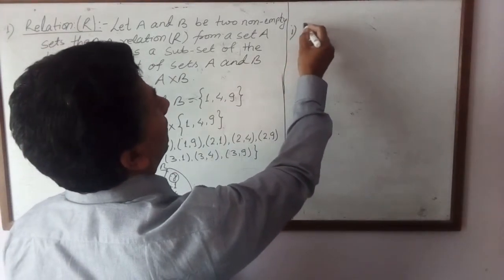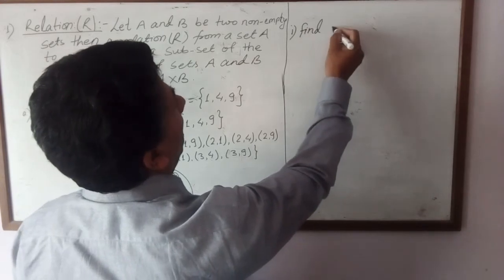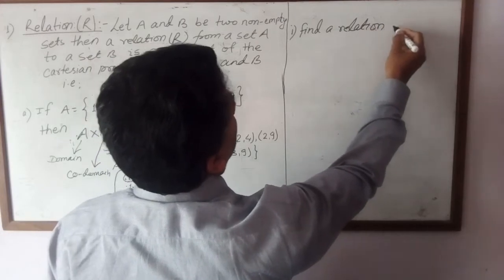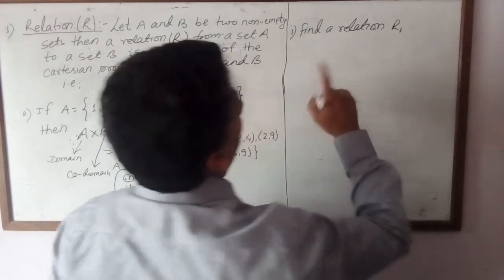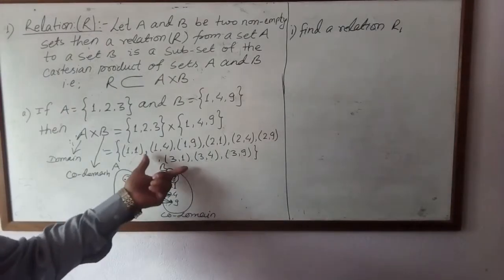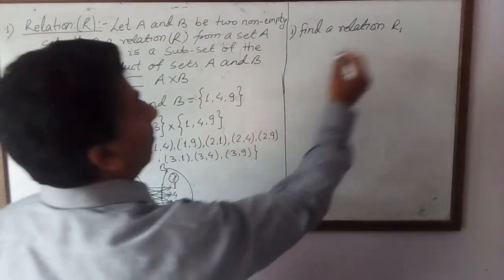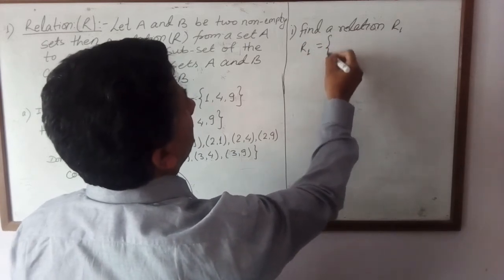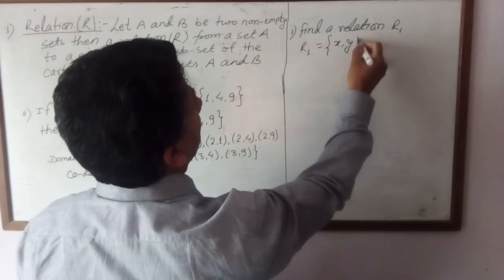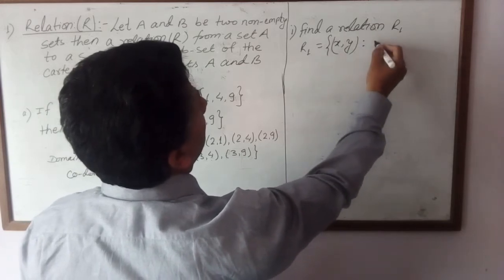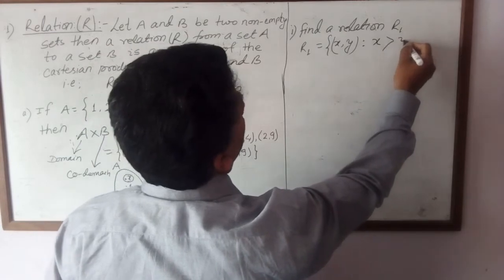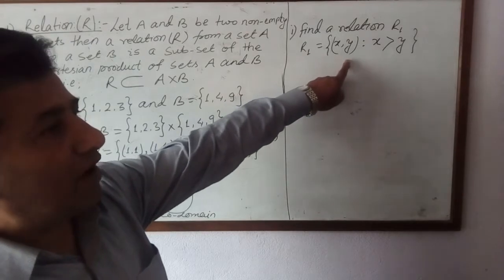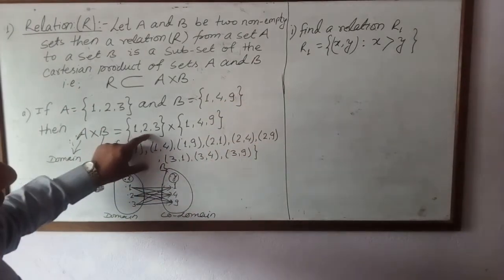Question: find a relation, that relation I'll write as R1. Now we have to find the relation R1 from A cross B. R1 is the set of ordered pairs (X, Y) such that X is greater than Y. Now I have taken one relation, and we have to find this relation from this A cross B.